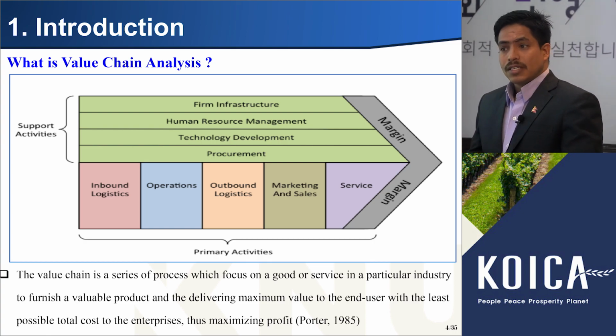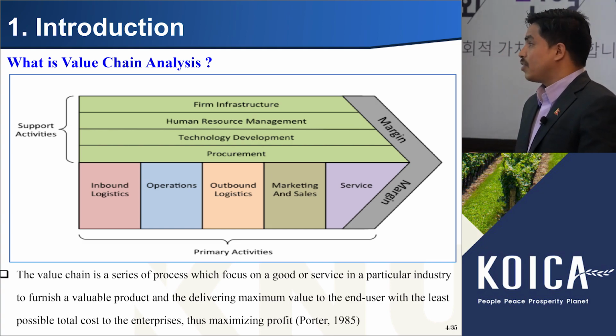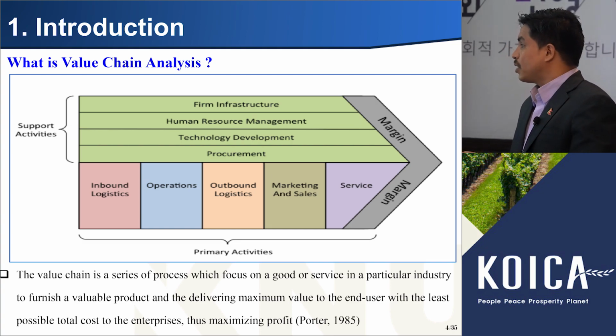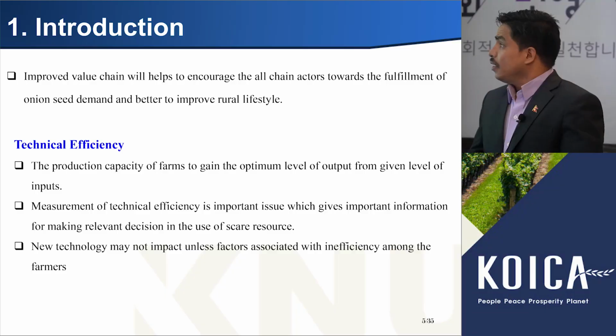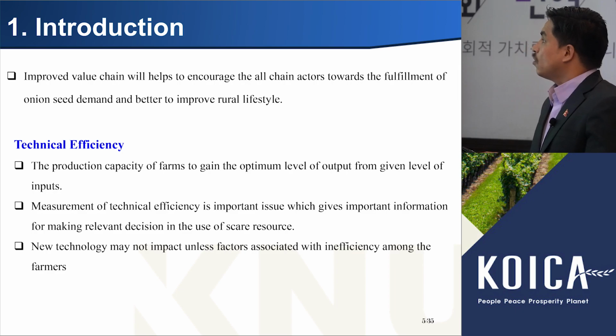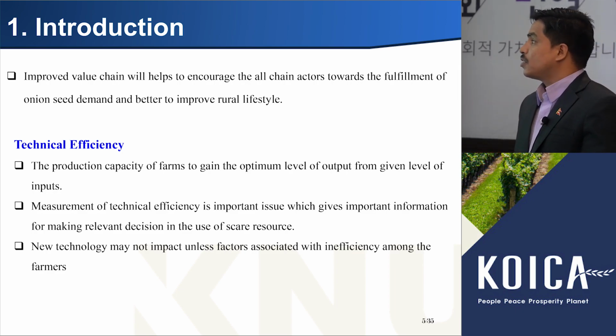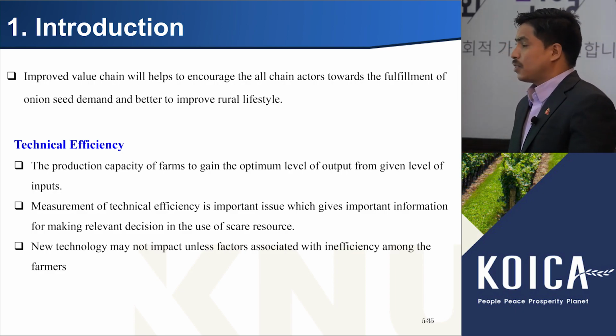In this value chain, we can see the primary activities and supportive activities. In the primary activities, there are 5 major types of activities, and in the supportive activities, there are 4 types of activities. In these primary and supportive activities, the market margin is included, and this market margin is distributed throughout the chain actors level. The improved value chain will help to encourage all chain actors toward the fulfillment of onion seed demand and improve rural lifestyle.